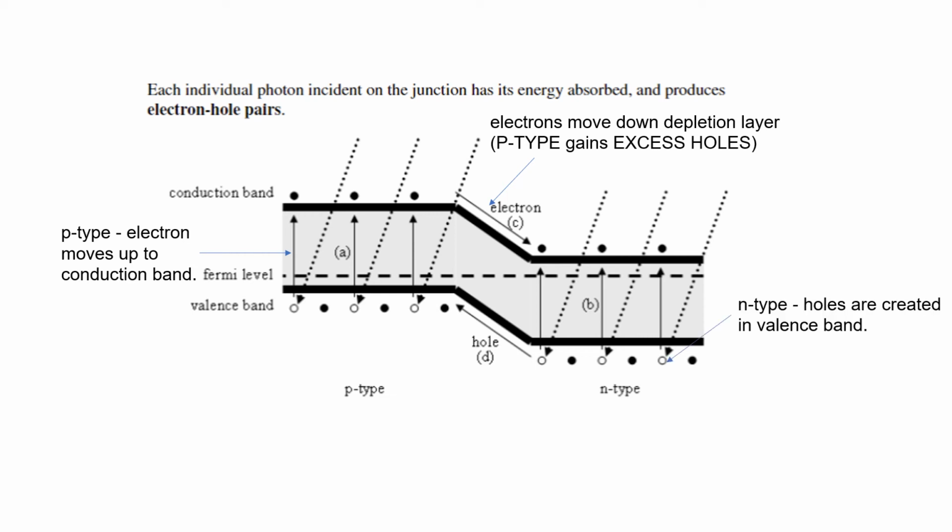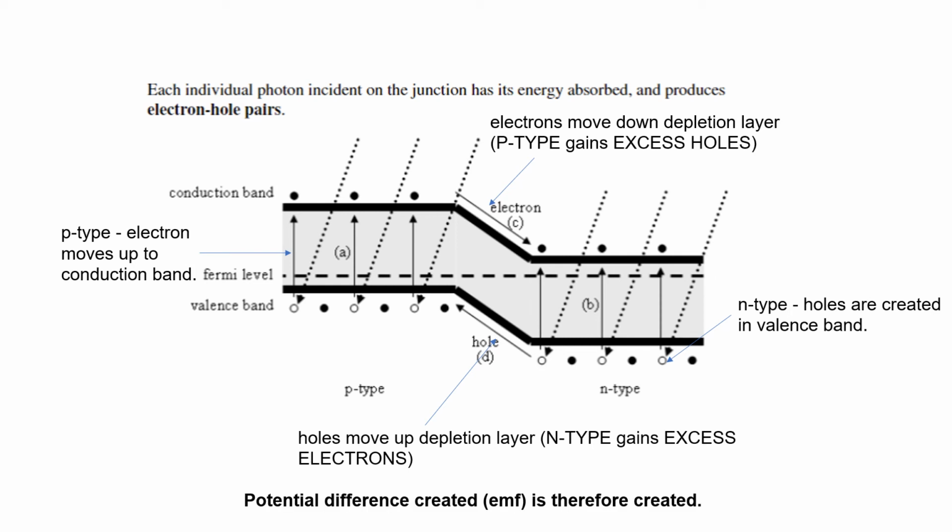Over here on the n-type side, again you can see electrons are being excited into the conduction band, again leaving holes behind in the valence band. These holes then move up the depletion layer, leaving an excess number of electrons on the n-type side, and this results in a potential difference, or EMF, being created.